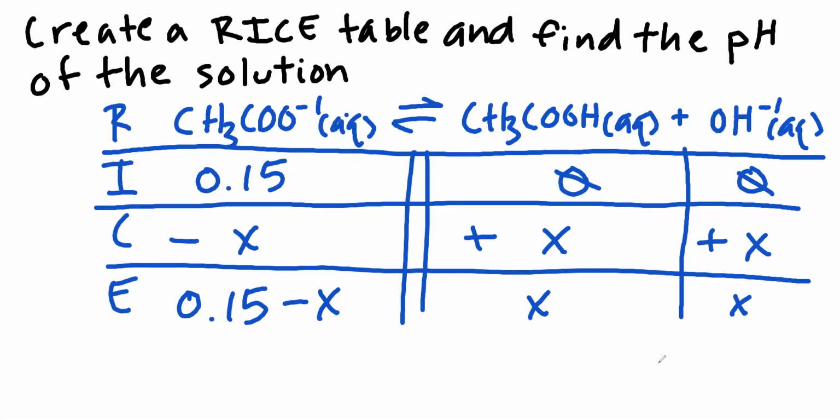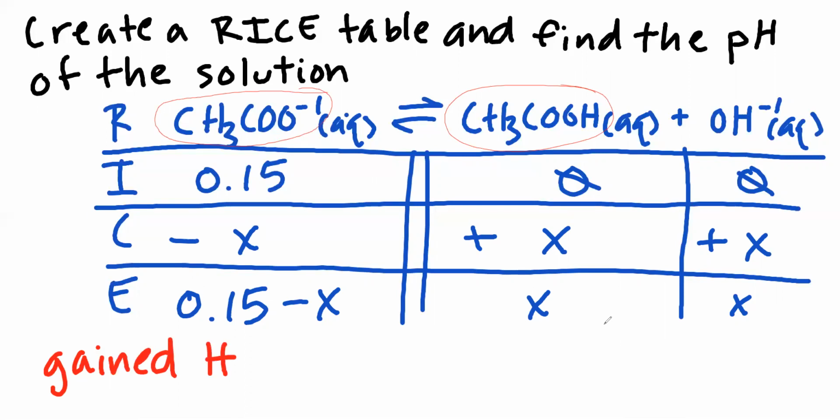So here's this reaction that we have above. Here we have CH3COO, our reactant. And here now, CH3COOH is our product. We have just gained a hydrogen in this reaction. This is a base reaction. So this equilibrium process that's happening is a basic process.